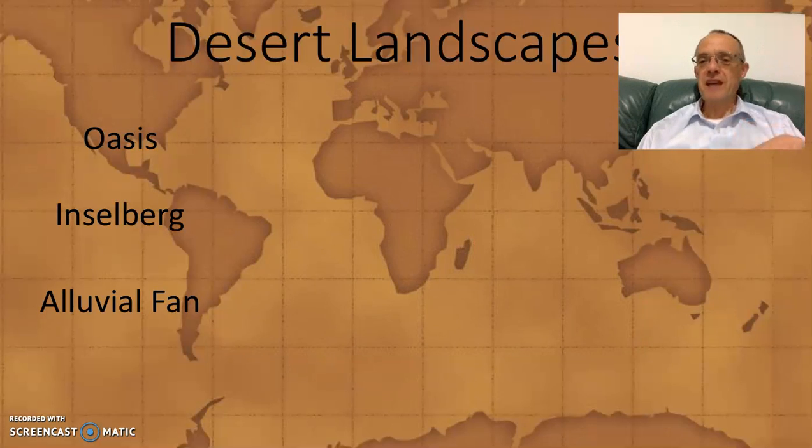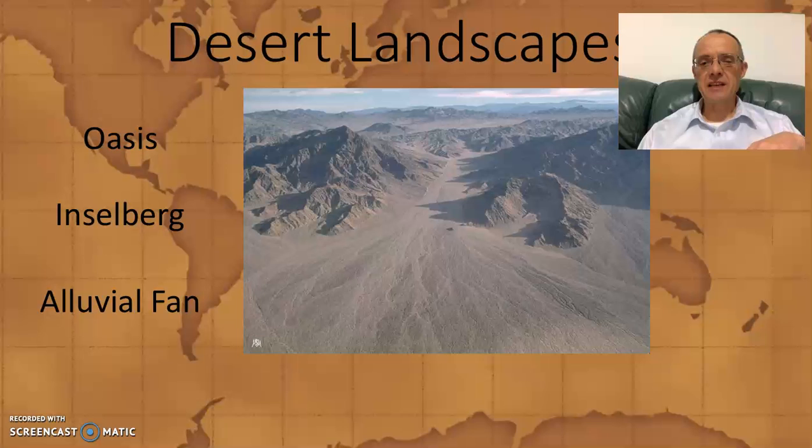An alluvial fan. You can see here, see how that's all fanned out? That's where a river has taken sediment down and spread it out into a fan shape. You see that through those mountains there, how the water has at some point run down there and it's spread out into a fan. That's called an alluvial fan shape.